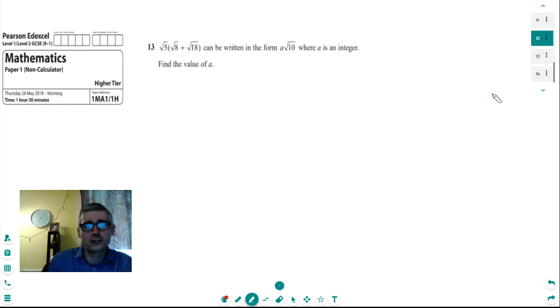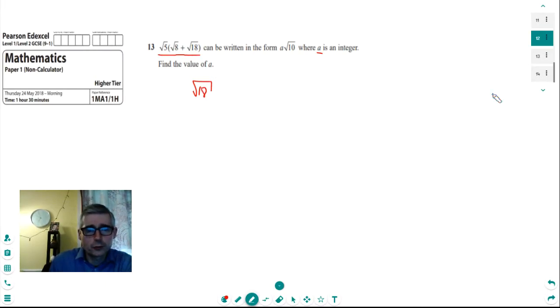So this is one related to surds. Surds basically are square roots, which we can simplify quite a lot usually when we're doing the calculations. So we've got to show that root 5 times (root 8 plus root 18) in a bracket can be written in this form: a times root 10, where we've got to find the value of a, which is an integer. So the first thing that we might want to do is look at this and see if any of these surds can be broken down into simpler form. So I'm going to just concentrate on the root 18 at the moment.